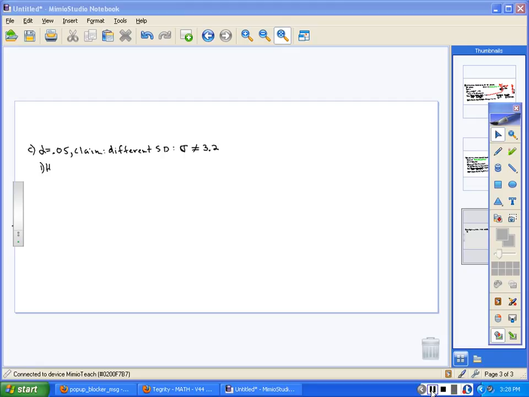So we're going to have to find our H0 and our H1, and since the claim is a not equal to, that will go into H1. And that is the claim, so we're going to label it as the claim. And the word that we use in the final conclusion when the claim is in H1 is support. And then H0 is always, always, always equal to. So its sigma is equal to 3.2.